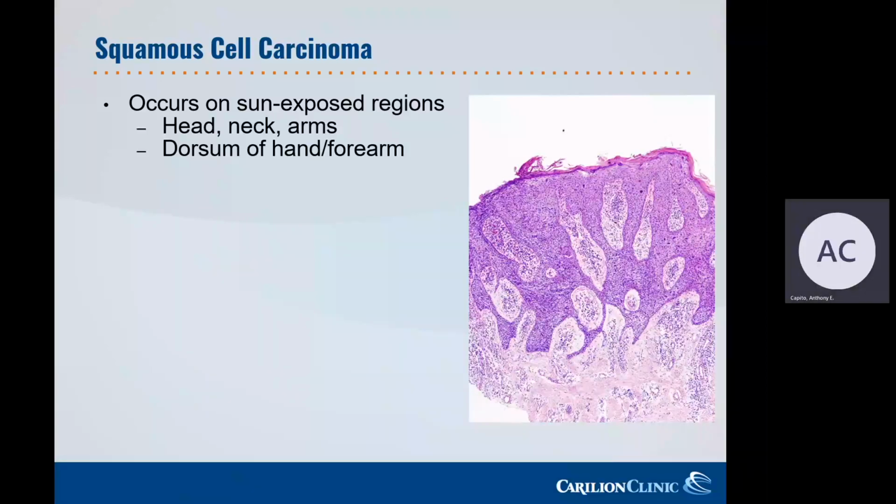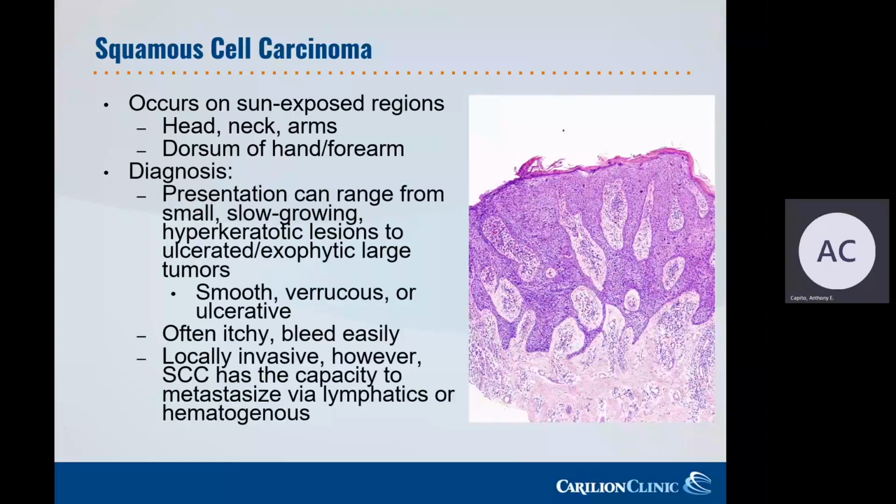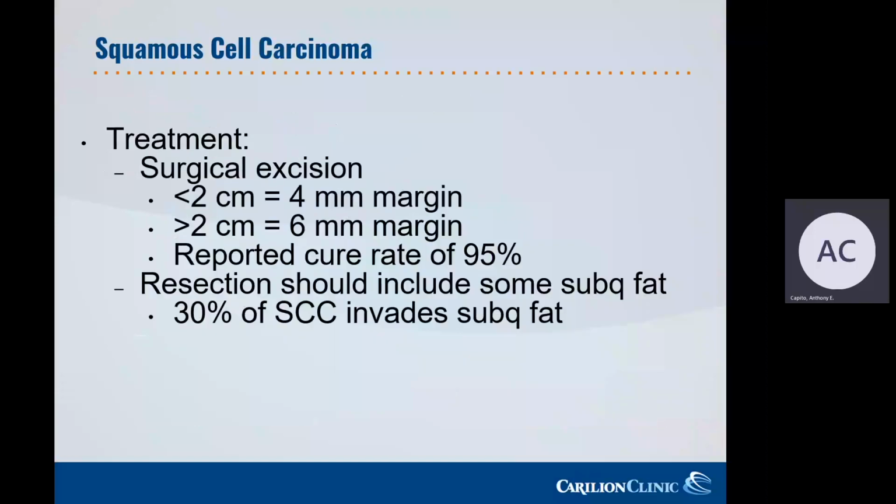These occur on sun-exposed regions. Remember, that's a high risk factor. So we're talking about the head, neck, arms, and then mainly the dorsum of the forearm and particularly the back of the hand. We talked about the different range of presentation from slow-growing hyperkeratotic lesions to large exophytic tumors. They can be smooth in appearance, or they can be wart-like or even ulcerative. They often itch and bleed easily, and they do have the capacity to metastasize via lymphatics or through the blood. The risk is small, though, and those are usually the large tumors that have the chance of spreading.